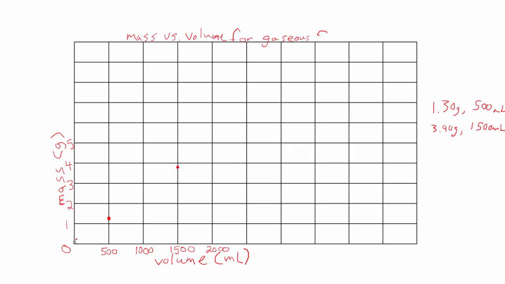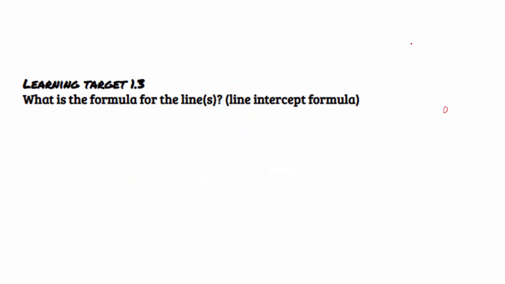So this is how we make our line. You can make it nice and straight. But really what we're going to use is these 2 points. 1.30, 500, and 3.90, 1500 milliliters. But this is what we were looking for in the graph. And again, just to fill that in, just gaseous sulfur dioxide. This is what we wanted. Thank you for bearing with this new board that I have.